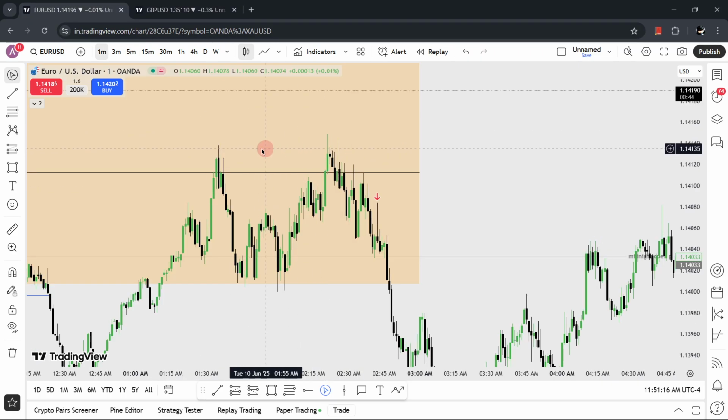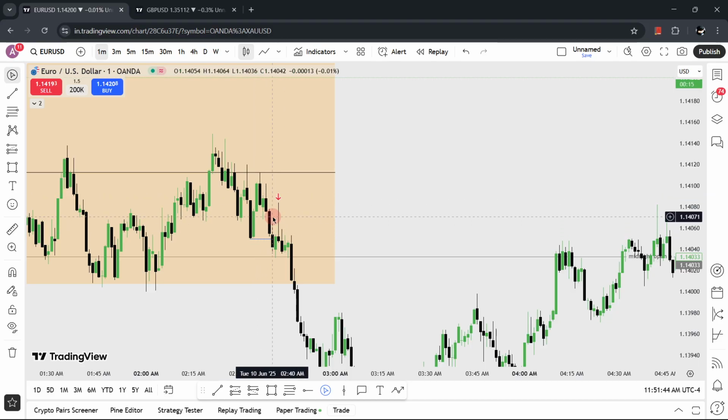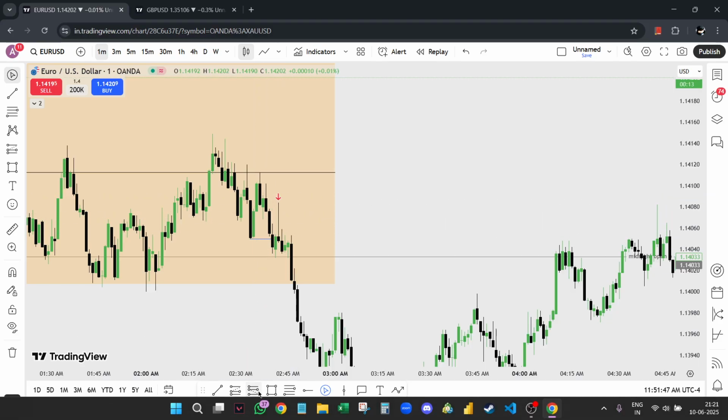So basically there is an SMT with respect to this high with GU. And after taking this high, you have this 1 minute structure shift again here, went up a little bit higher, again dropped down, again went up a little bit higher, again broke this short term low. And when it dropped this low, there you can see this 1 minute fair value gap.